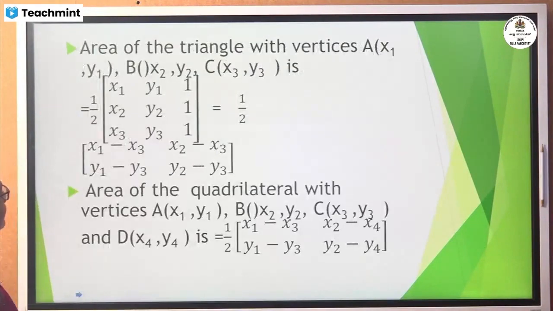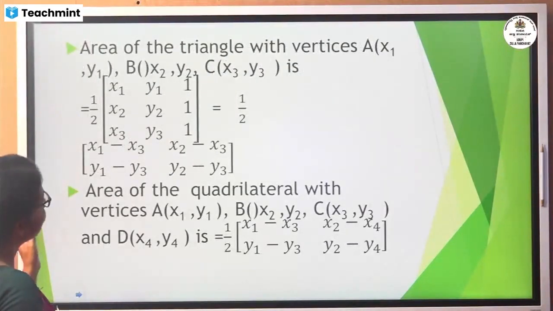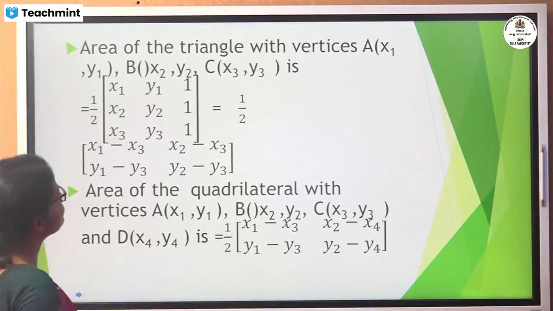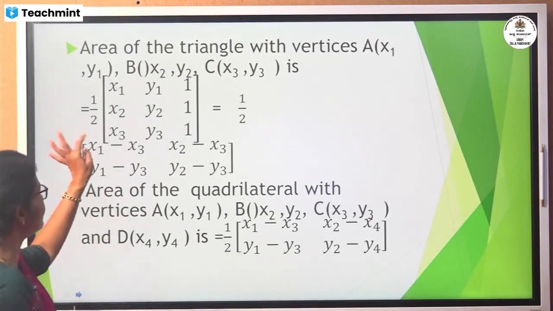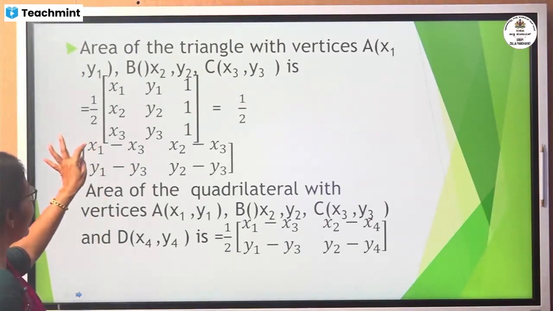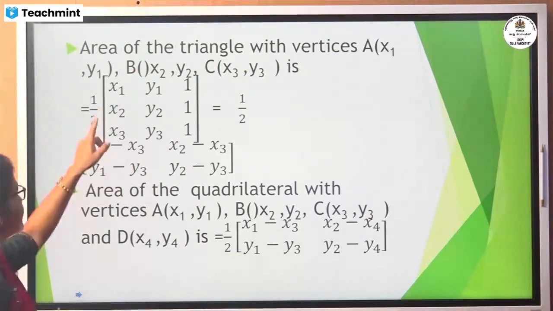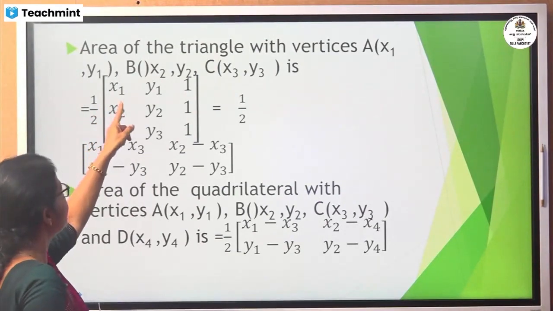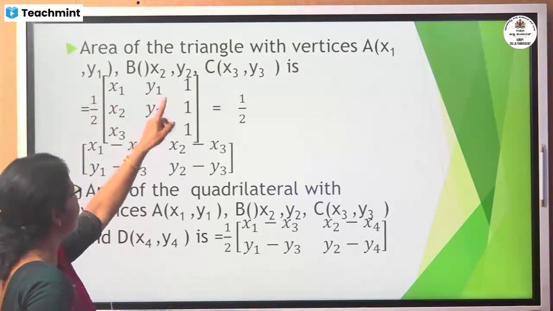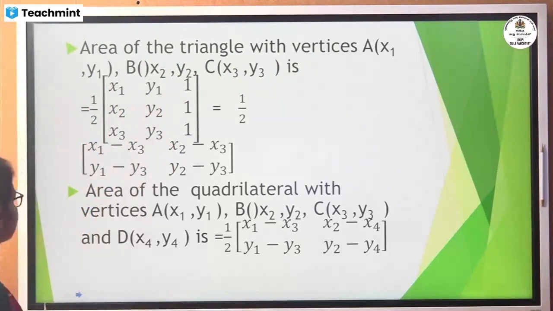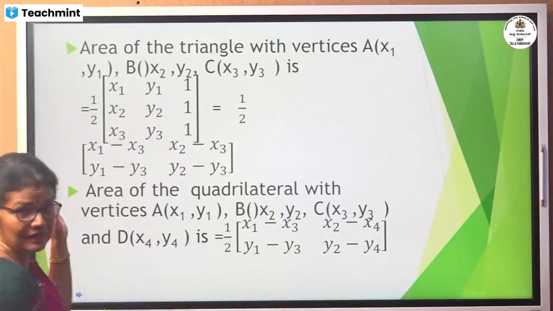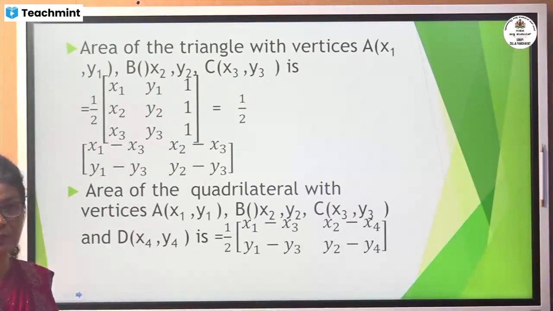Next one. Here A of x1 comma y1, B of x2 comma y2 and C of x3 comma y3 are the three vertices of the triangle. Then area of the triangle is half into, see this is determinant value, half into, we know the coordinates actually, so write it in the determinant form, half into x1 y1 1, x2 y2 1, x3 y3 1. Suppose if this determinant value is equal to 0, then the points are collinear.